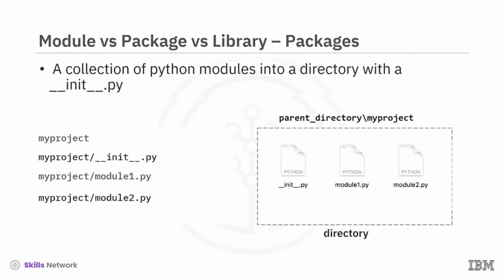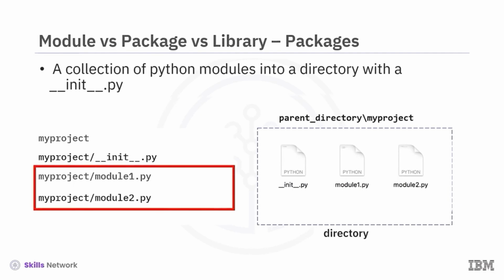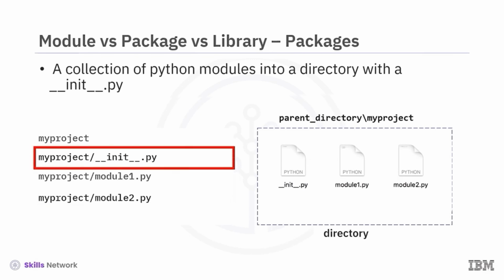A package is a collection of Python modules into a directory with an __init__.py file, which distinguishes it from just a directory of Python scripts. The example shows the package myProject in parent directory with 2 modules, module1.py and module2.py. It also contains __init__.py file. When you import a module or a package, the corresponding object created by Python is always of type module. Note that the distinction between module and package is only at the file system level.